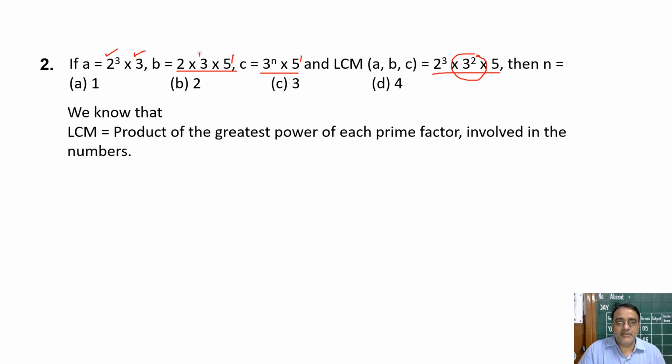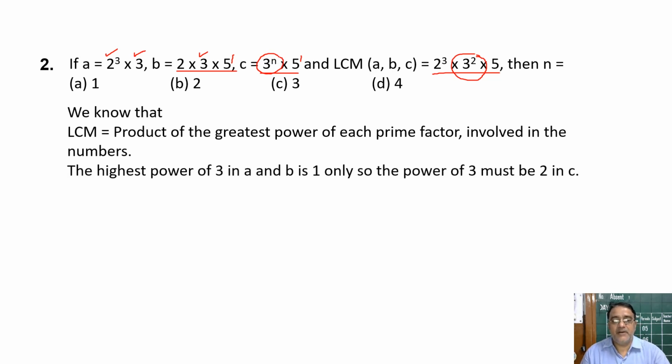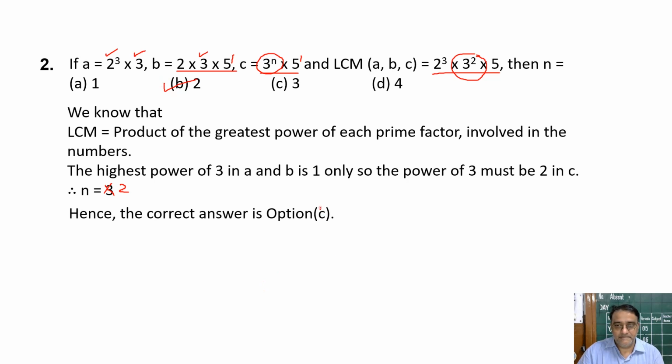So how much should the power be here? It should be 2. So the highest power of 3 in A and B is 1 only. So the power of 3 must be 2 in C. Therefore n is equal to 2, not 3. N is equal to 2. So therefore, which option is the correct one? Option B. Any doubt here? No, sir.